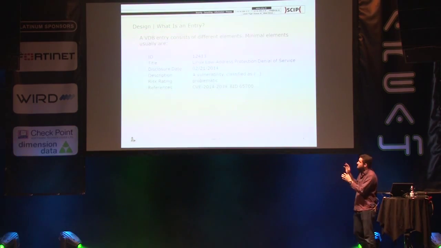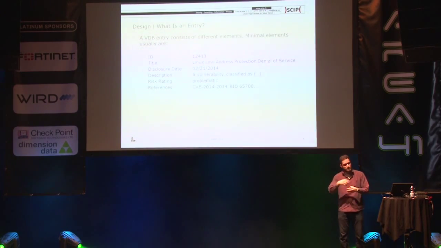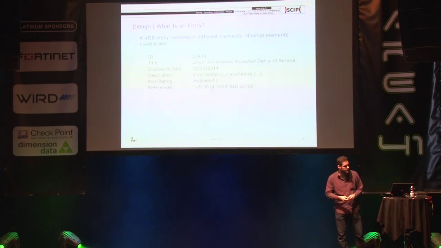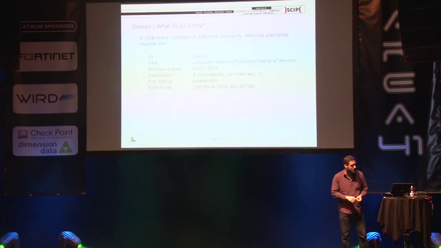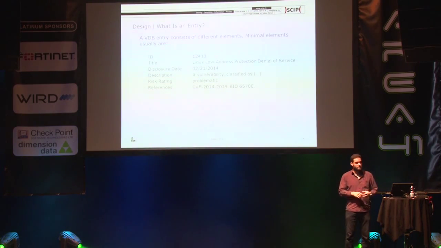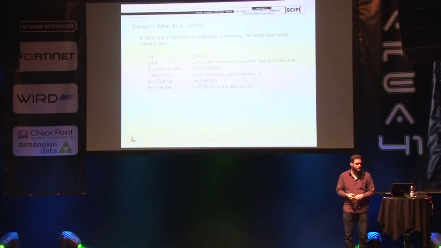So this is the information that usually is the minimum for an intelligent entry. An entry usually has an ID, a title, a small description, ideally a risk rating, and if you are a bit more fancy, you provide additional sources, so you might be able to do some more research.